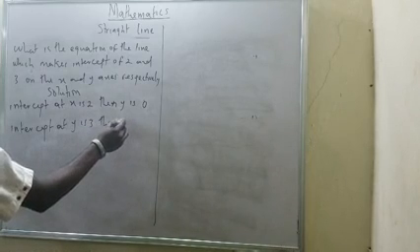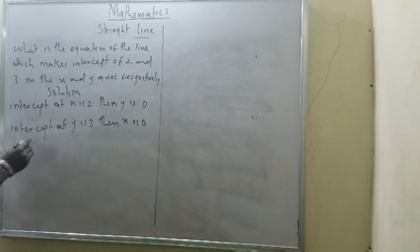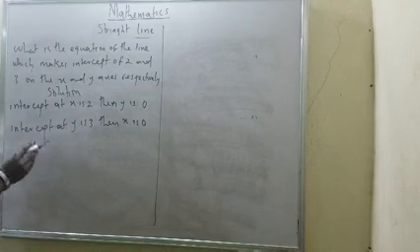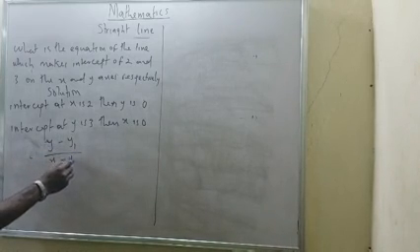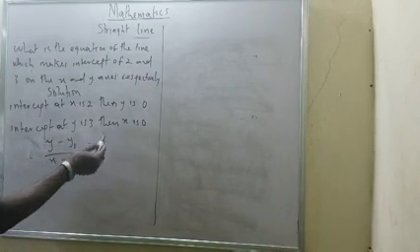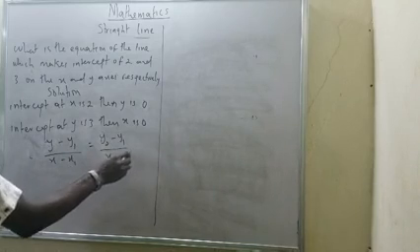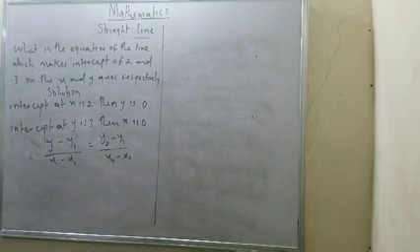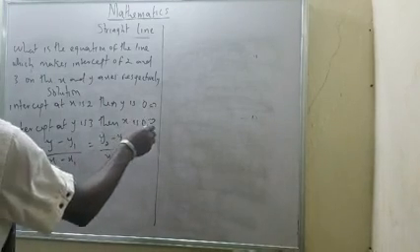Then x is 0. It means a point is generating. Now, since I have it this way, don't forget my formula: (y minus y1) over (x minus x1) equals (y2 minus y1) over (x2 minus x1). That is what I want you to understand. I have my point here.